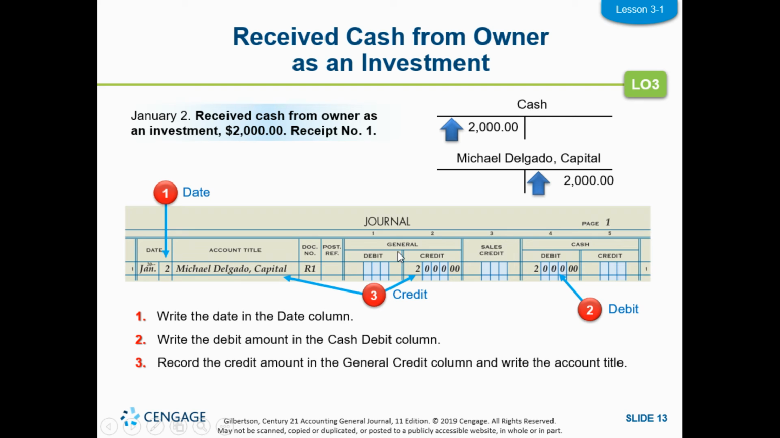Again, every time we put an entry in these general columns, we must write the account title in here to designate what entry we're making in those general columns, generic if you like. Write the source document number, in this case, receipt number 1, in the document number column. Now, we'll do post-reference later. I think it's in a later chapter. We're not going to worry about that right now.